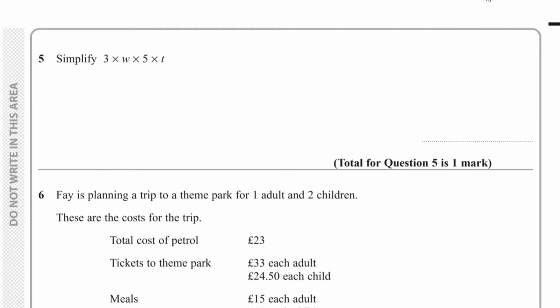Question number 5. We have to simplify 3 times w times 5 times t. 3 times 5 is 15. Then we have w multiplied by t. So we have 15wt.